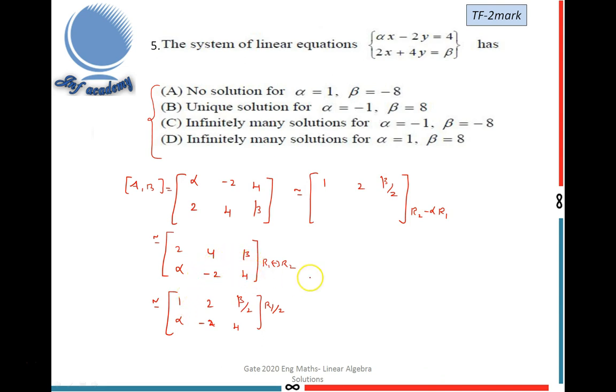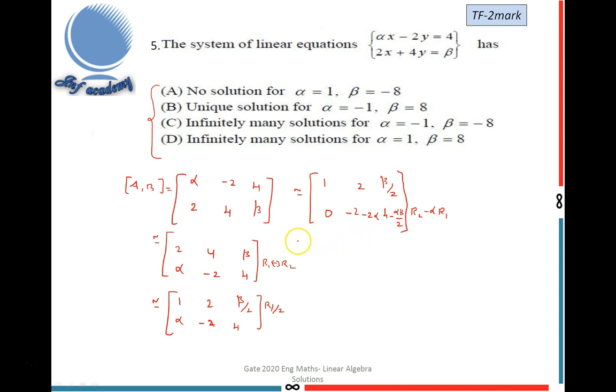So I got 0, minus 2 alpha, and 4 minus alpha beta by 2. This is the row echelon form matrix. Finally, I got the row echelon form matrix.